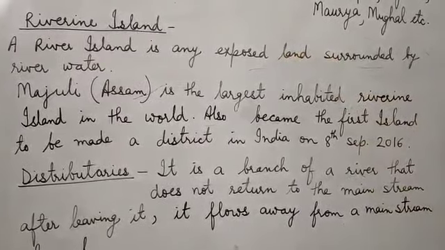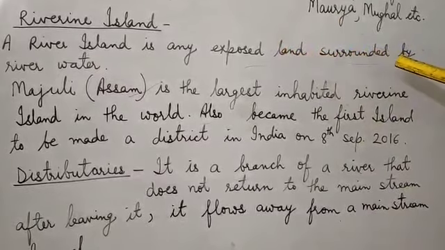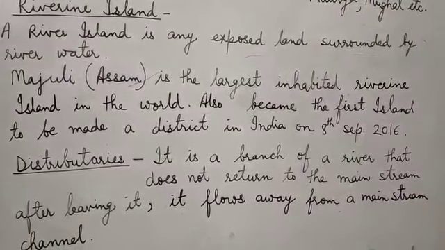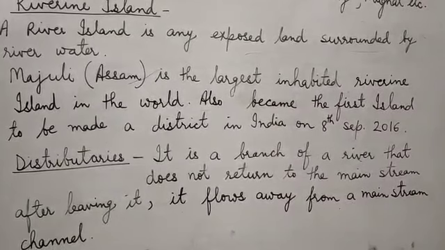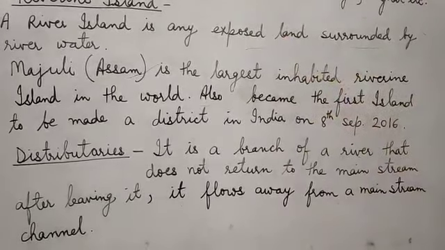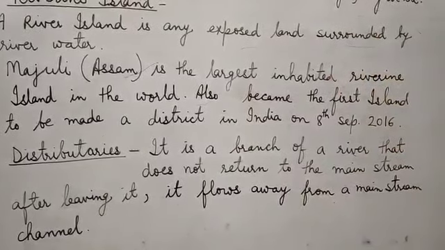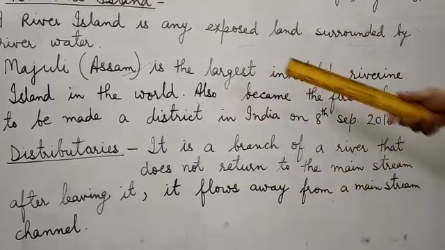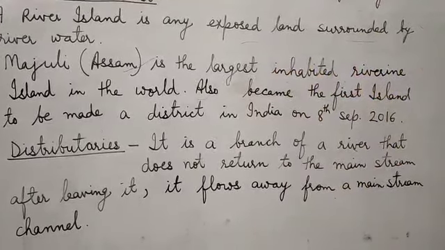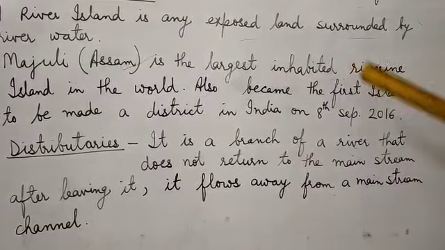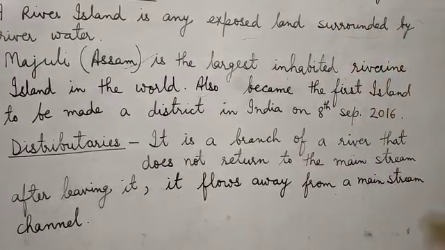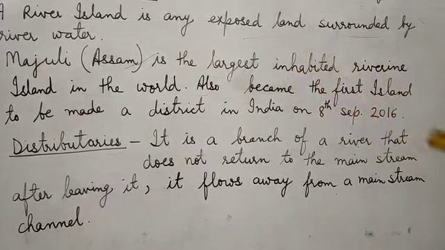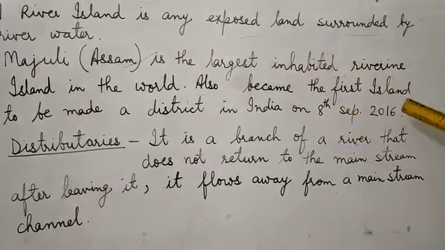How do we define a riverine island? A river island is any exposed land surrounded by river water. Now we have the largest riverine island in the world in India, in Assam. The place is Majuli Island. Majuli, formed by the river Brahmaputra, is the largest inhabited riverine island in the world. People stay there on Majuli Island. It also became the first island to be made a district in India, on 8th of September 2016.